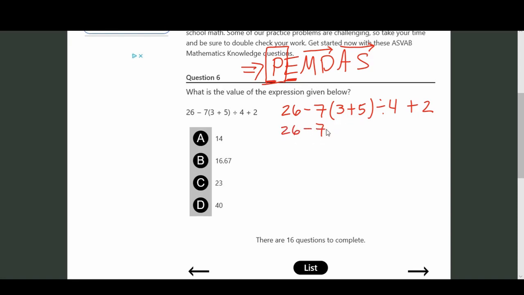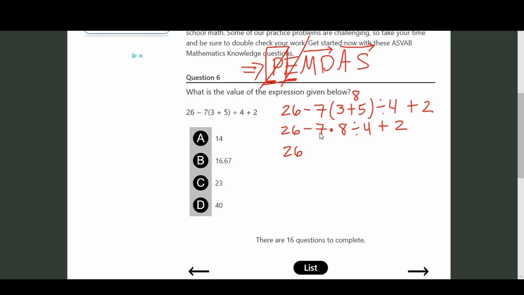26 minus 7 times, let's work this out. 3 plus 5 is 8. Okay, so let's just write that down. Divided by 4 plus 2. So I got rid of the parentheses. Now I'm looking through what I have left for exponents to work out. I don't see any, so we're going to skip that. Now I'm looking for multiplication and division from left to right. I have subtraction, multiplication, division, and addition. Again, multiplication and division from left to right. I have multiplication there, so I'm going to do that first.